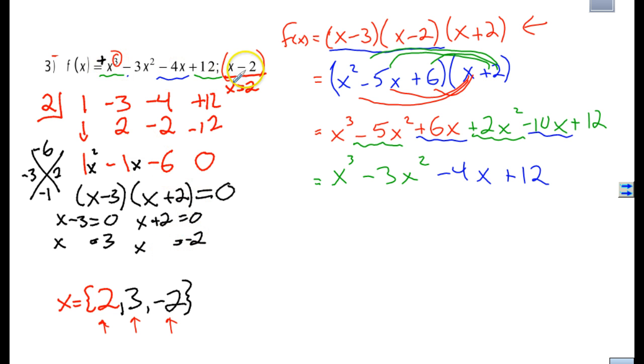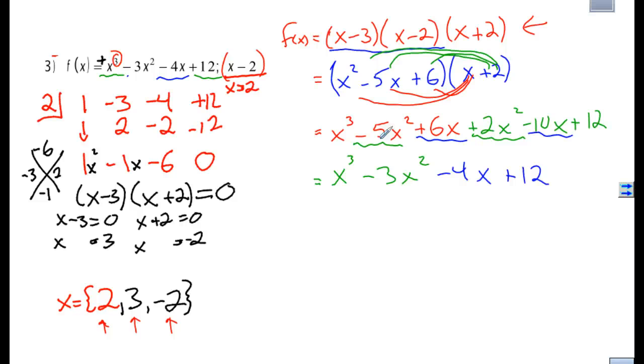So if you're given the polynomial, you can find the roots. If you're given the roots, you can also work backwards to find the polynomial. Not too bad, right? And we practiced this a lot last week on Wednesday.